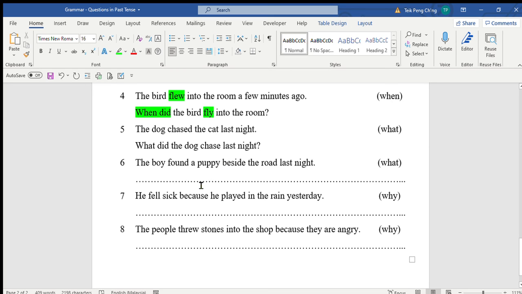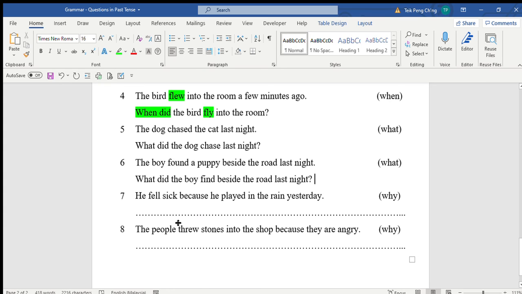Number 6, the boy found a puppy beside the road last night. So we have to use what. So the answer is, what did the boy find beside the road last night?